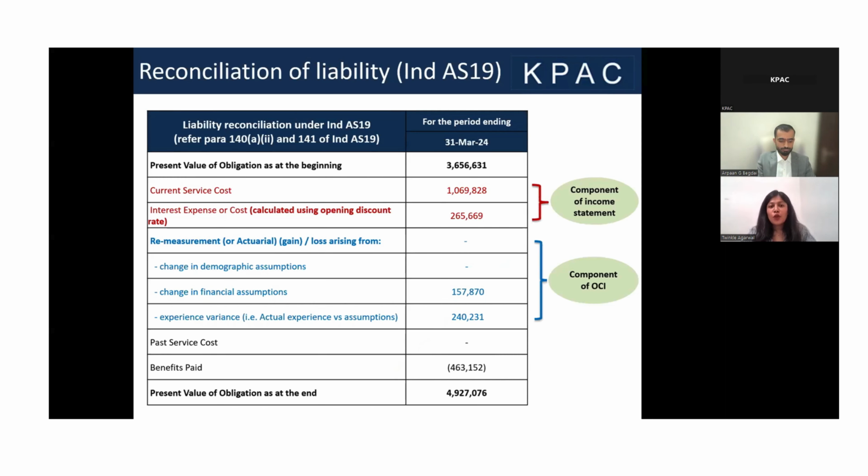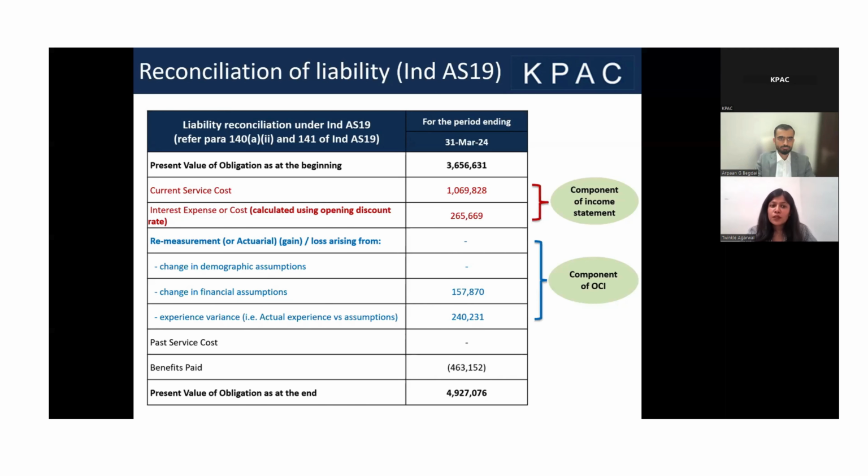The present value of obligation as at the beginning is the liability as on the opening valuation period. Throughout the period, there are different components that are included in order to compute the closing liability figure. I will just walk you through the individual components, what it means, and where the expenses are recognized.